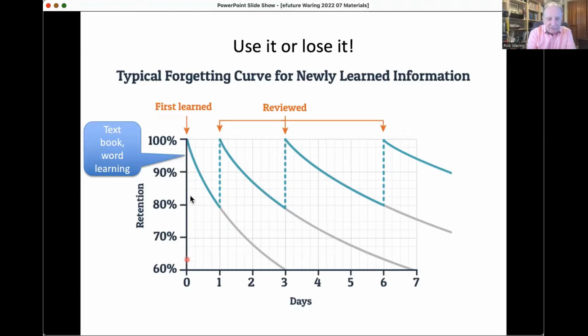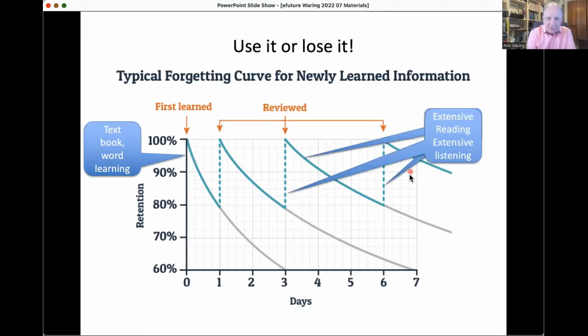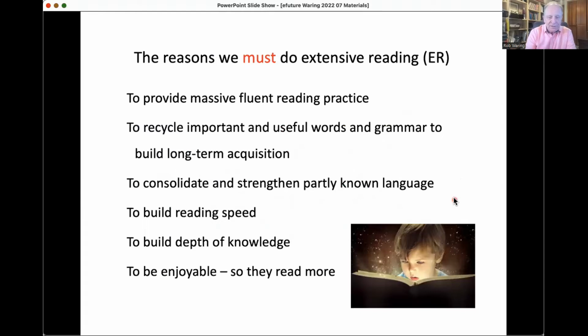So this first stage is really the textbook, or for example, conscious word learning. So extensive reading and extensive listening build in this extra practice. And that's why it's important to do both: the textbook for initial learning, and extensive reading and extensive listening for deepening and strengthening that learning. So these are the reasons we must do extensive reading. Now, when I say we must, it doesn't necessarily mean you have to do so, but somebody in your school must be doing extensive reading as part of the overall curriculum. And these are the reasons here.